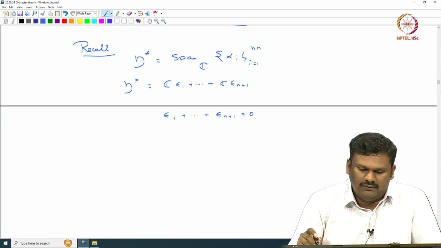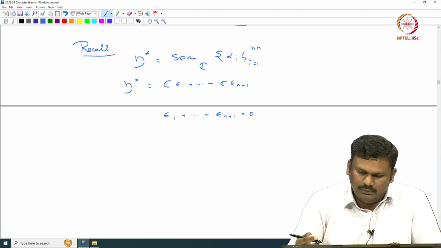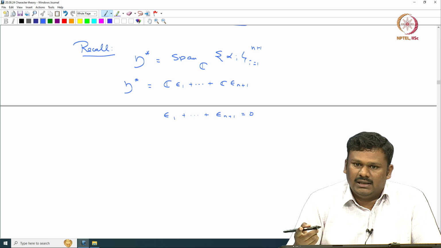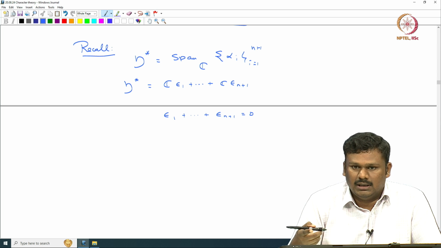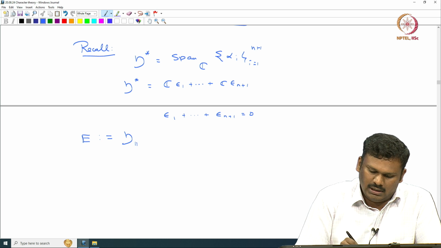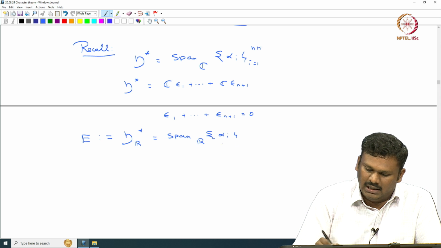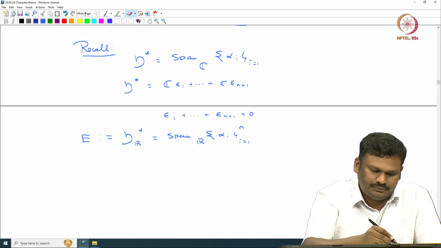Okay. Now what we are going to do is take the real span of this. Indeed the real form, since the inner products of alpha_i and alpha_j are all integers, we still get an inner product on the real span of the alpha_i's. In particular that inner product will make that h_R star a Euclidean space. Okay. So let us take the definition of E to be this. E is defined to be h_R star, which is the span of all these alpha_i's over the reals, i ranging from 1 to n.